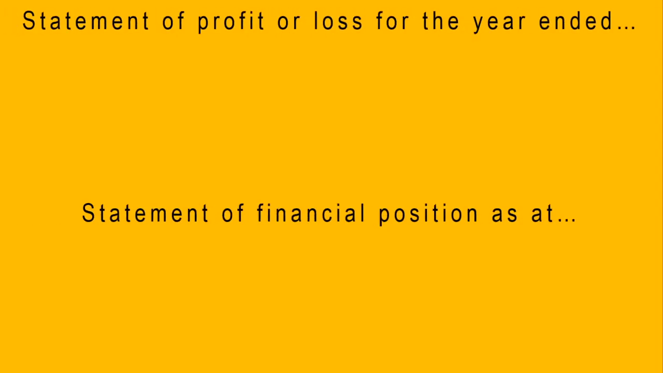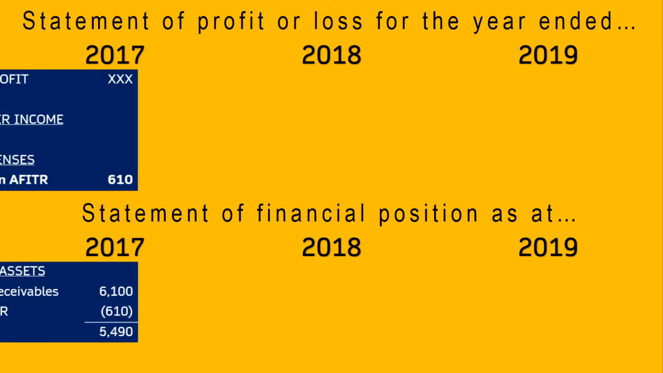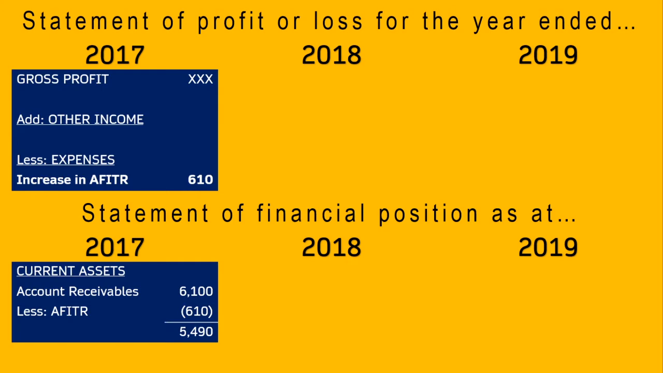Let's look at how it affects the statement of profit or loss and the statement of financial position. The statements will be presented side by side so that you can see the effect from year to year. Let's first look at 2017. The increase in allowance for impairment of trade receivables will be expensed in the expense part, and the allowance for impairment of trade receivables will be 610 in the current assets.